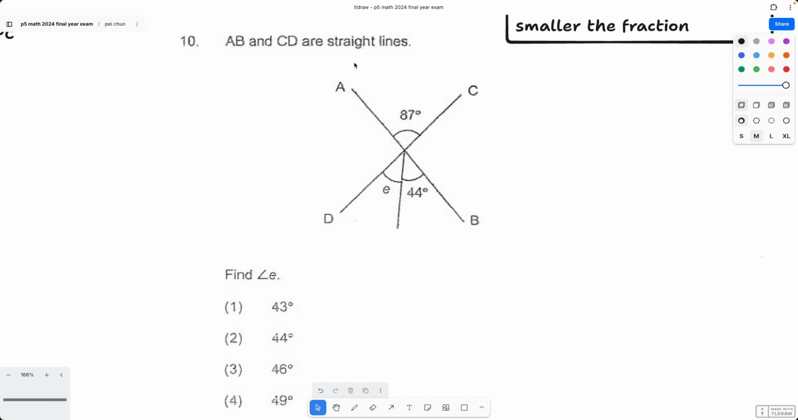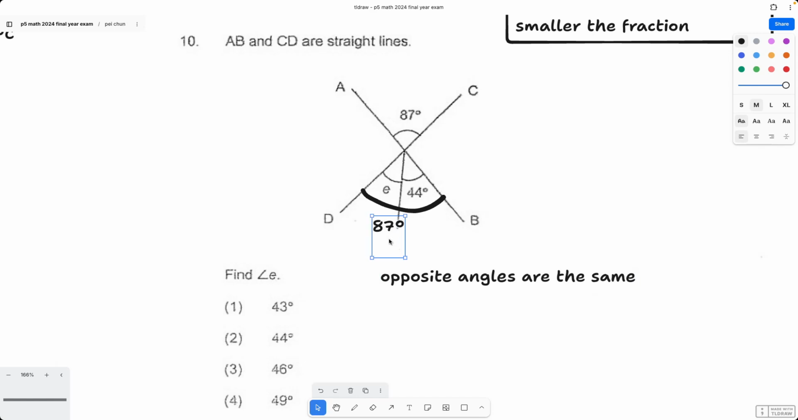AB, CD, and CD are straight lines. So what is E, right? So in this case, opposite angles are the same. So that means I'm going to draw this like this, right? This will also be 87 degrees. That's what you see over here, right? So this whole thing is 87 degrees.